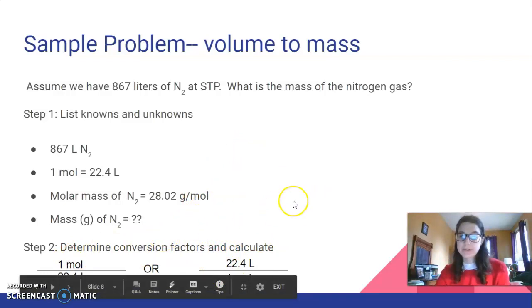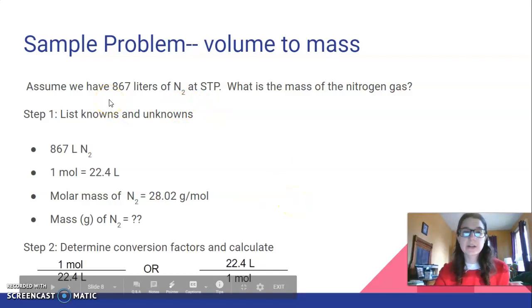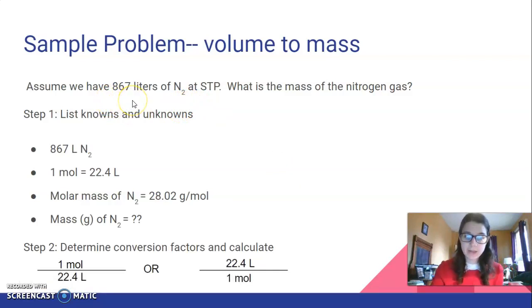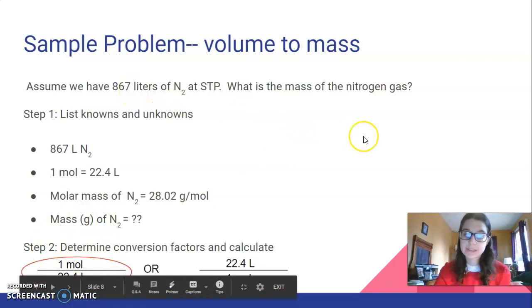So first thing we have to do is determine both of our conversion factors. Here, since we're starting with 867 liters, I know we want to get rid of liters, and liters here is in the numerator. So I'm going to use the conversion factor with liters in the denominator, which is this first one, 1 mole over 22.4 liters.